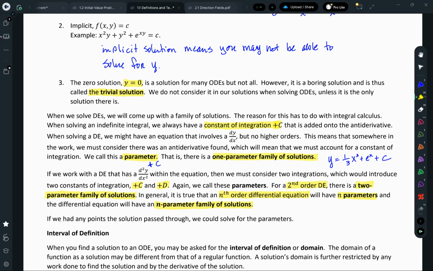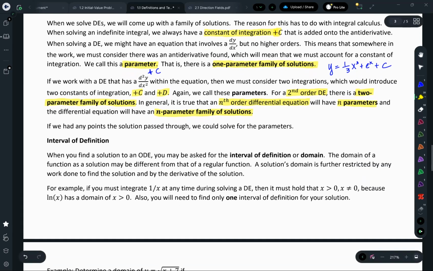And if we had any points that the solution passed through, we could solve for those parameters. And this is alluding to that idea I spoke of in the very beginning of this section. It's alluding to that initial value that we might be given in a problem. All right, another definition is about the interval of definition.